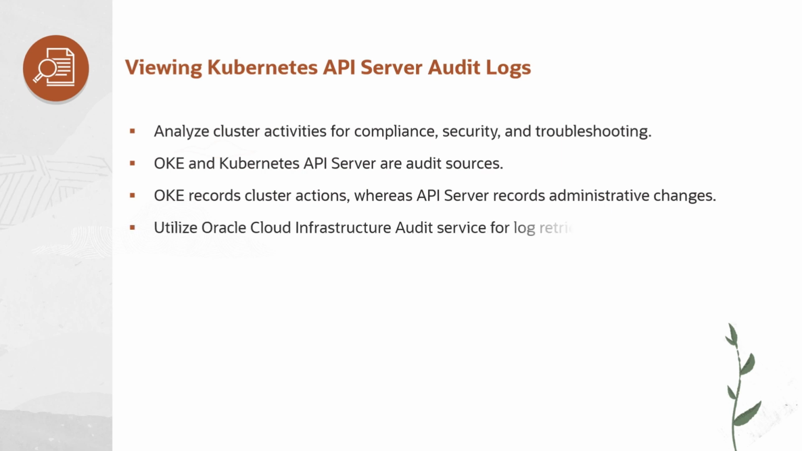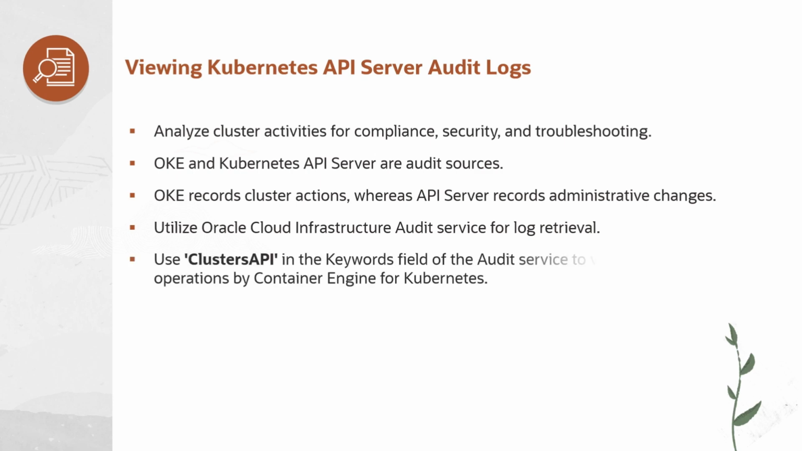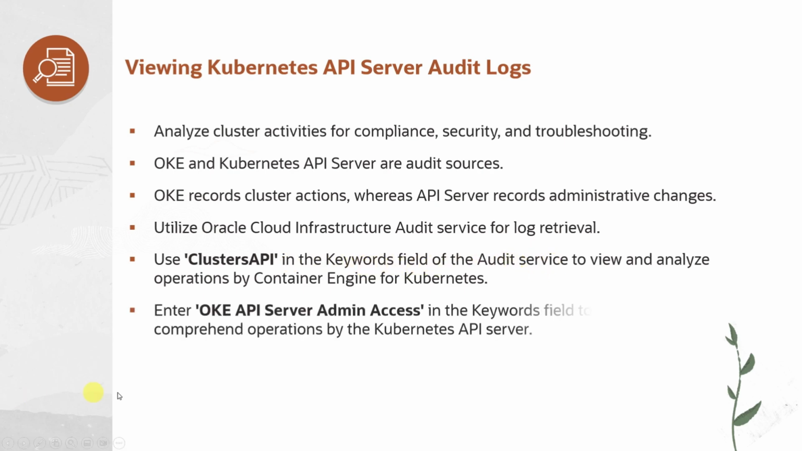To retrieve these logs, we leverage the powerful OCI Audit Service. This service enables us to view all operations performed by Container Engine for Kubernetes and the Kubernetes API server. To view and analyze operations by Container Engine for Kubernetes, you must use the cluster API string in the keywords field of the audit service. To explore and comprehend operations by the Kubernetes API server, you must use the OKE API server admin access keyword within the audit service keywords field.